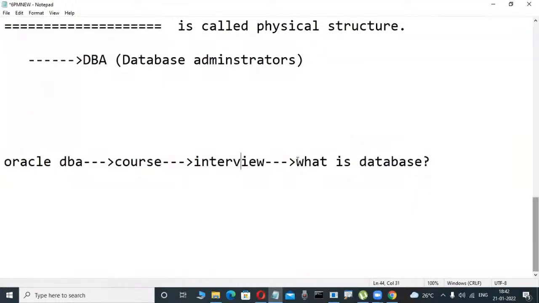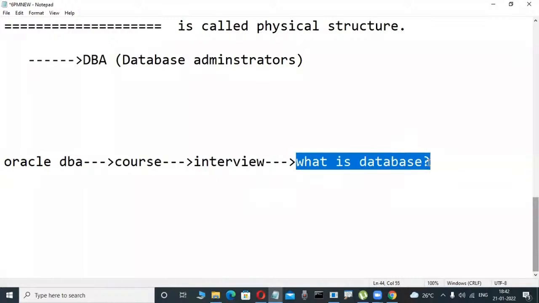That's why, when the interviewer asks what is a database, as a DBA programmer I do not say it is a place which stores a structured collection of data, because that is the wrong answer. That is the logical side. I am not telling that. I am telling the physical side.